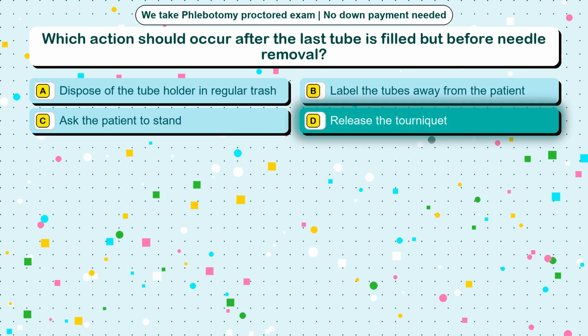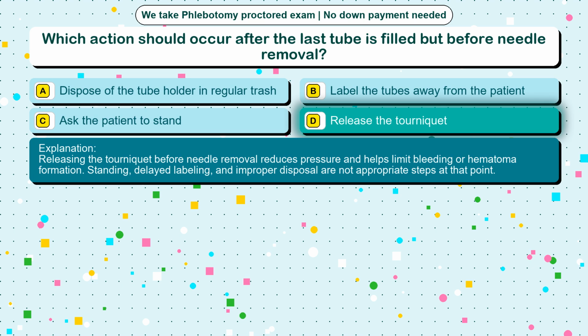The correct answer is option D. Release the tourniquet. Releasing the tourniquet before needle removal reduces pressure and helps limit bleeding or hematoma formation. Standing, delayed labeling, and improper disposal are not appropriate steps at that point.